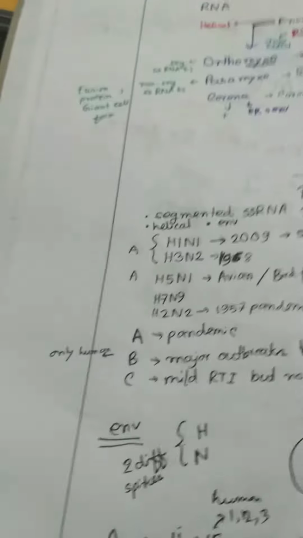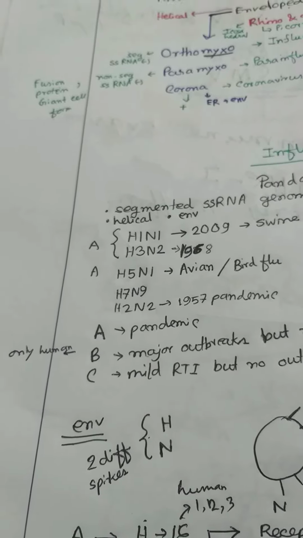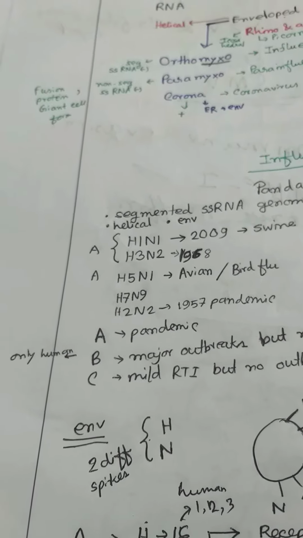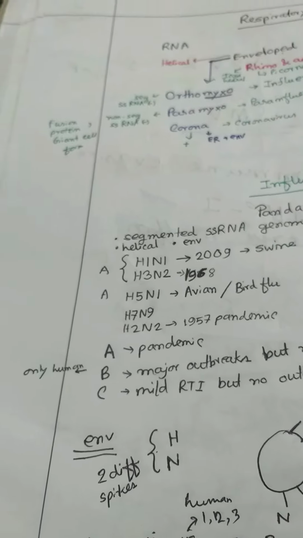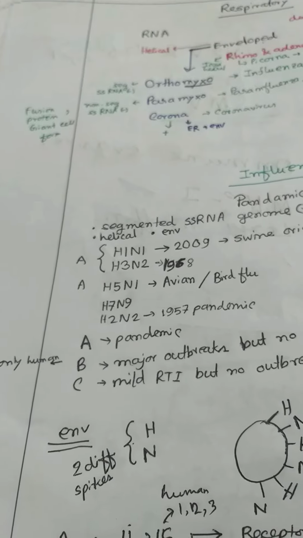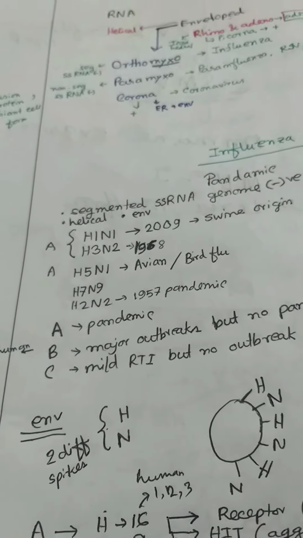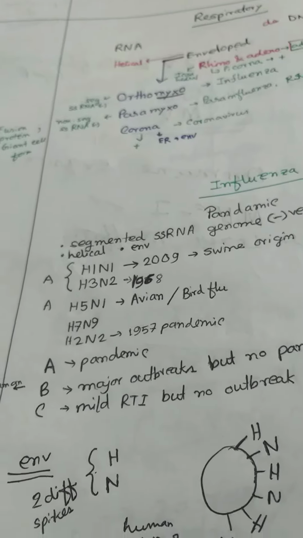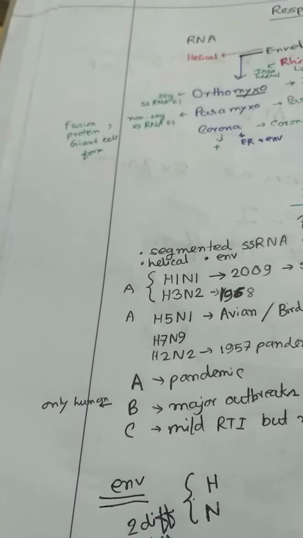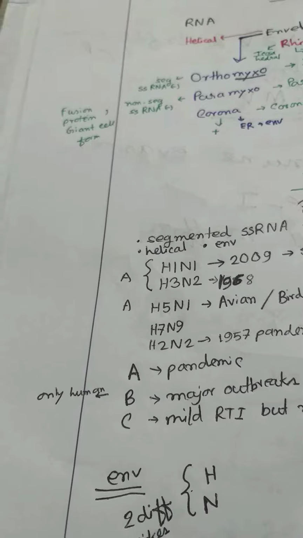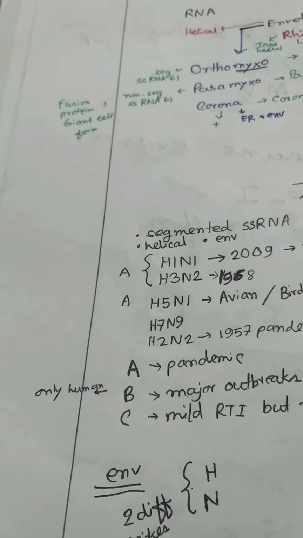Influenza viruses are of three types: A, B and C. Type A influenza virus is the cause of pandemics, that is the worldwide infection we are seeing in the case of coronavirus. Influenza virus type B causes major outbreaks, but it does not cause pandemics. Type C causes mild respiratory tract infection but no outbreaks. Type A causes flu-like symptoms both in humans and animals, but type B causes disease only in humans.